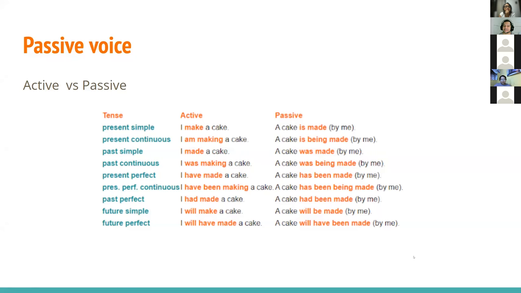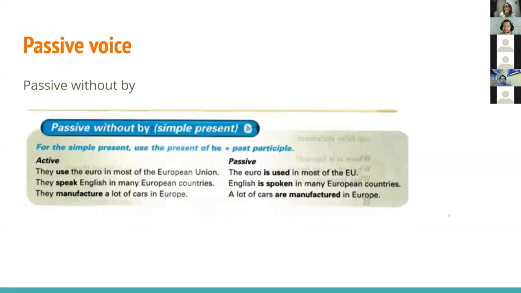So this is just, you need to practice it, right? It's kind of difficult, but with formulas, con las fórmulas, pueden practicarlo y lo van a lograr hacer fácilmente. Now, this is the passive without by. A veces utilizamos la voz pasiva sin by, ¿verdad?